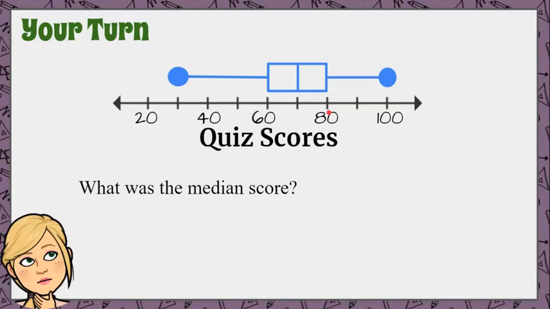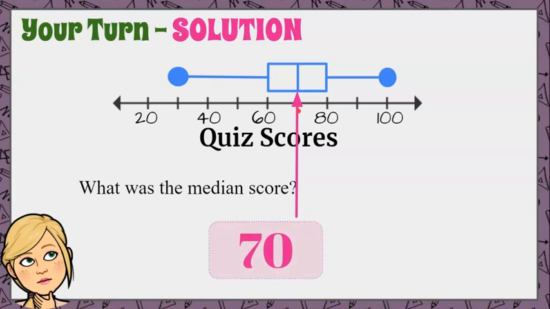Your turn. I would like you to use this box and whisker plot and determine what was the median score in this class. Please pause and come back and hit play when you're done. Welcome back. Here's our solution. So our median is the middle of our box. So the median score in this class was 70.